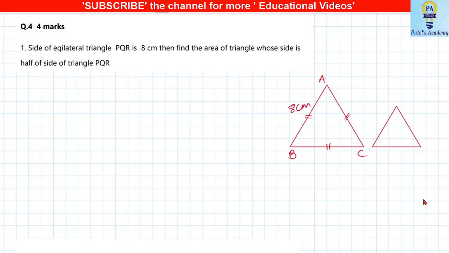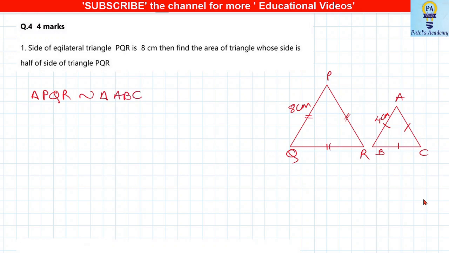You have to find the area of a triangle whose sides are half of PQR. Okay, they have given the name PQR. So let me write this triangle as ABC, and they have given half of the sides. So again, this is going to be an equilateral triangle having 4 centimeter side. Okay, now I can directly say that triangle PQR is similar to triangle ABC.